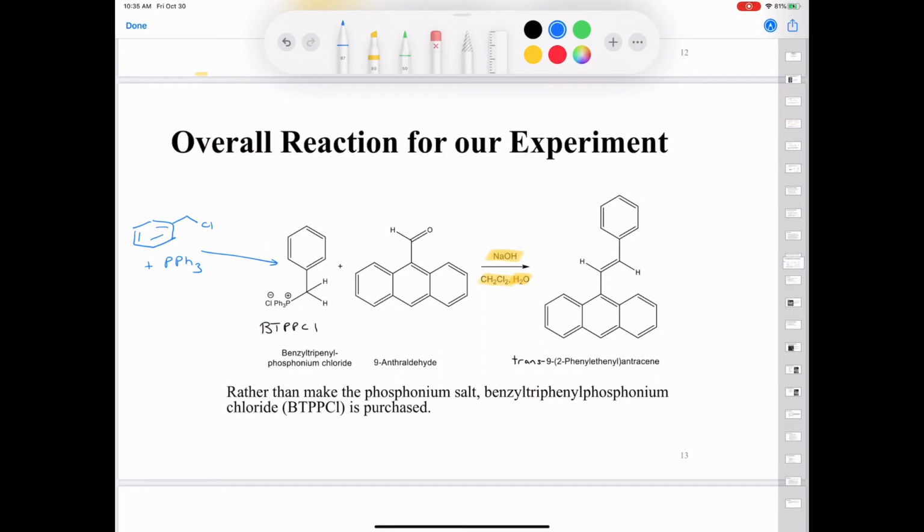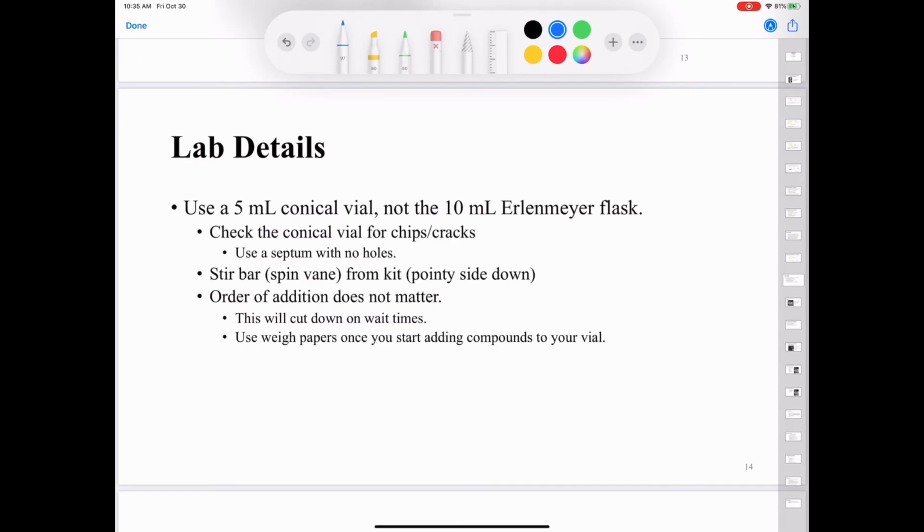We have that readily available to us as a solid in the lab. If you look at the procedures in our lab manual, it says that you can do the reaction in either a dry 5 milliliter conical vial with a spin vane or a 10 milliliter Erlenmeyer flask with a stir bar. We are only going to be doing the reaction in the 5 ml conical vial found in your lab kit, and of course we're going to be using a spin vane. You always want to check your conical vial for any chips or cracks and make sure you're using a septum that has no holes. Also be sure that your spin vane is pointing in the right direction.